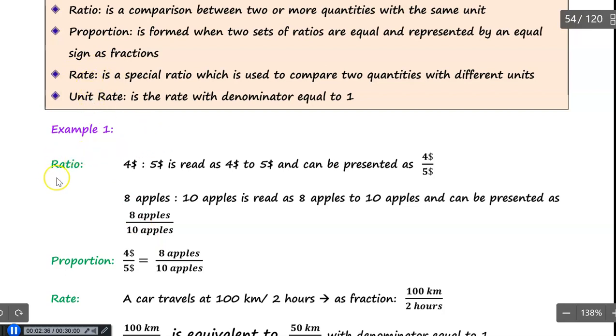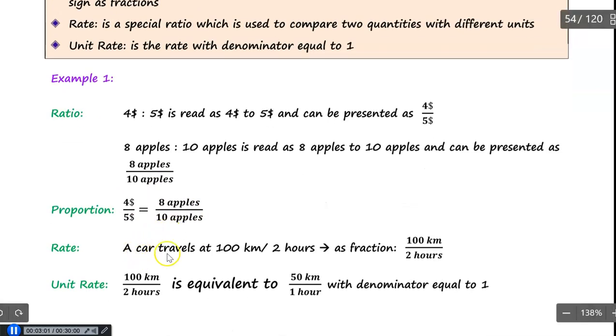Because when we talk about ratio, we are talking about a fraction where the numerator and the denominator have the same unit. They have the same unit of dollars here, the same unit of apples here. But whenever we talk about rates, we are talking about something that has different units. And if we talk about rate, then we have to measure it, so it will be in terms of hour or minute or second.